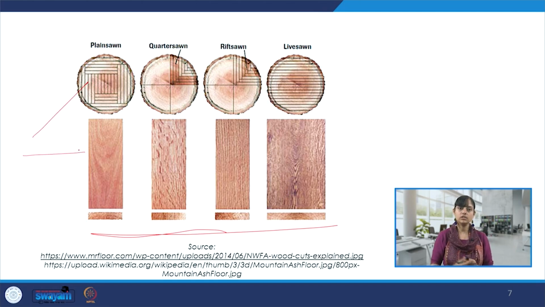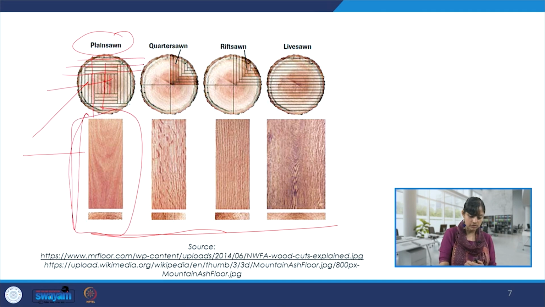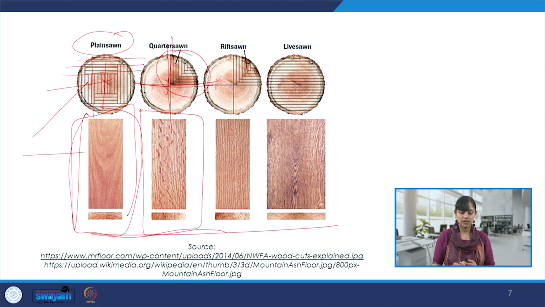These sectional drawings actually help us understand when we cut it in a plain sawn manner, what is the direction of the cut and how does it appear. So you can see the appearance over here versus here. This is a quarter sawn. Of course, this is the quarter on which the cut is happening, and the direction of the cut, the portion of the cut, and then how it will appear. So you can see the grains and the appearances.